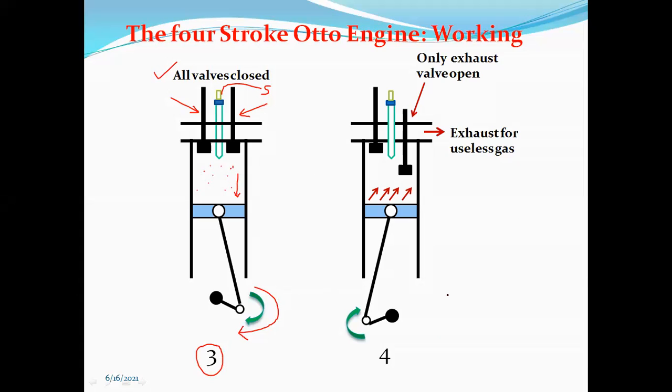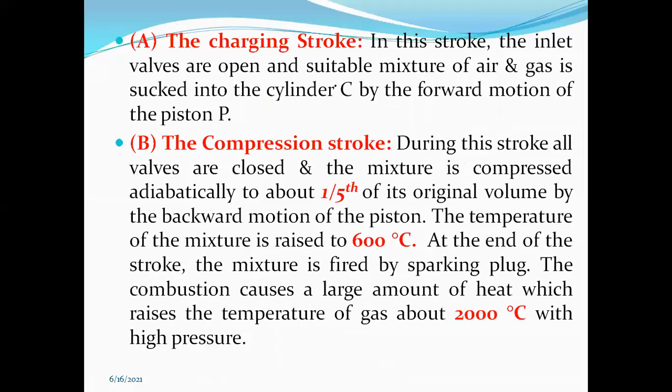Now in the last process, that is in the fourth process, whatever unburned residue or whatever exhaust is there, that exhaust is taken out of the chamber, and in that case only the exhaust valve is kept open, so that whatever useless gases or residues are there are taken outside the chamber. So in this way, the first, second, third, and fourth, that is 4 cycles or 4 strokes of the auto engine work. Okay. So we shall discuss one by one.